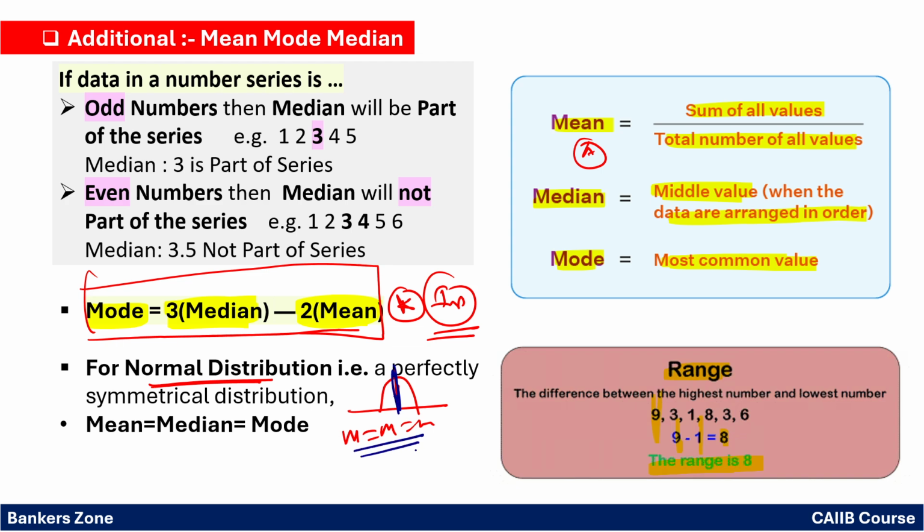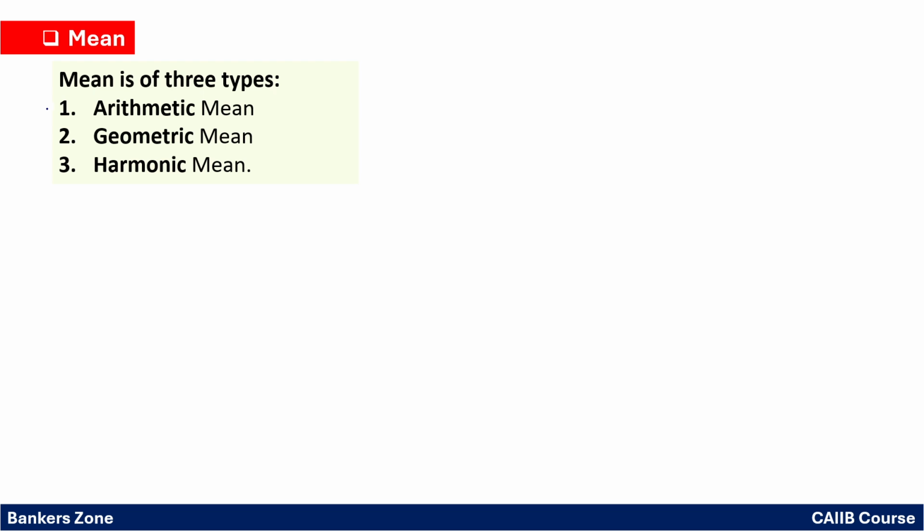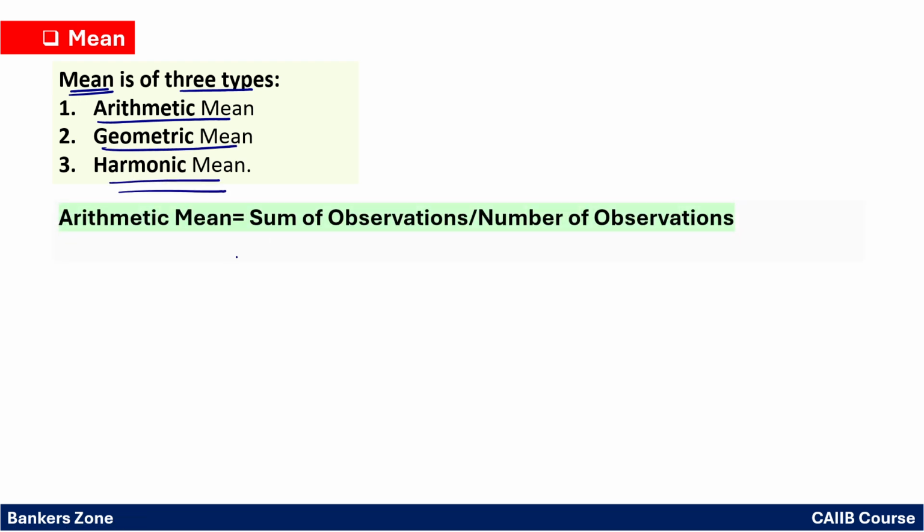So mean is equal to median is equal to mode. All are equal in case of the normal distribution. Okay. Now see, further mean we can divide into the 3 types. It can be arithmetic mean, geometric mean and the harmonic mean. Now first we will see what you mean by arithmetic mean.